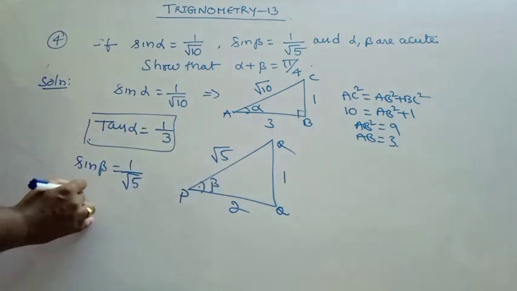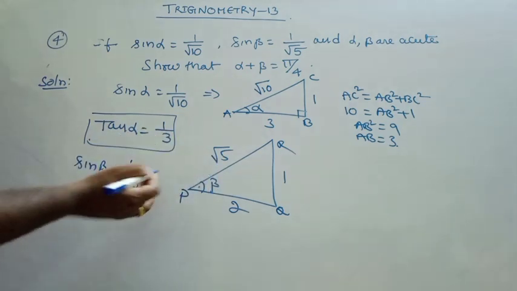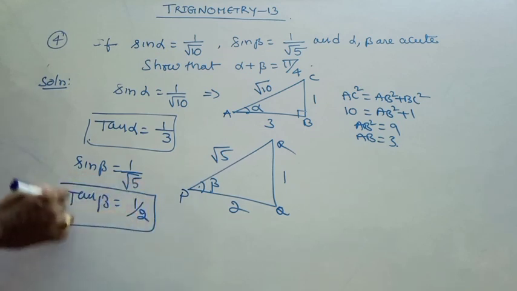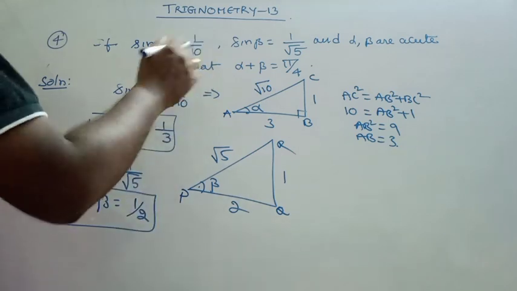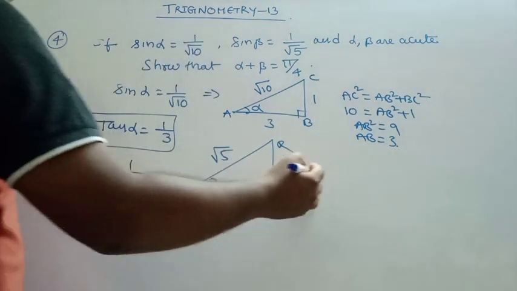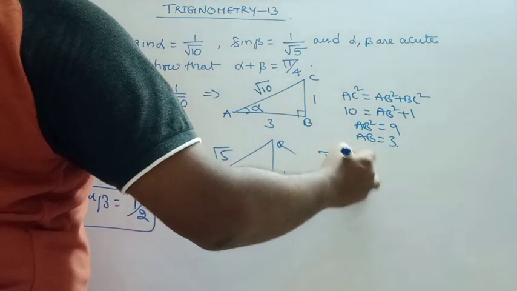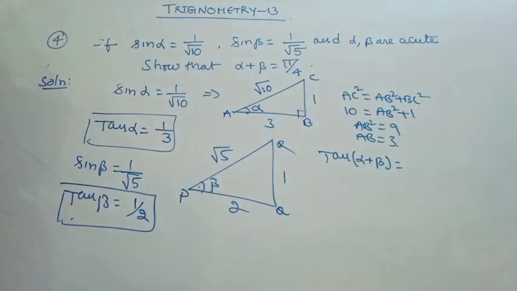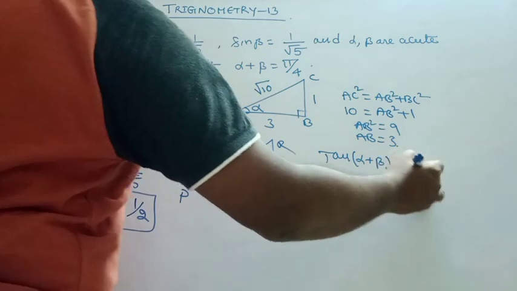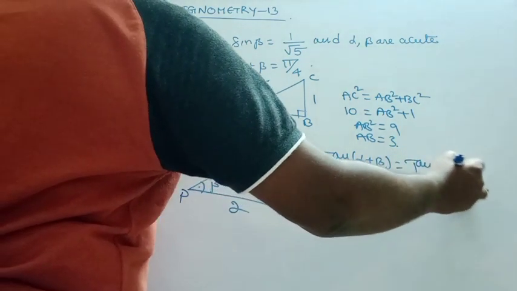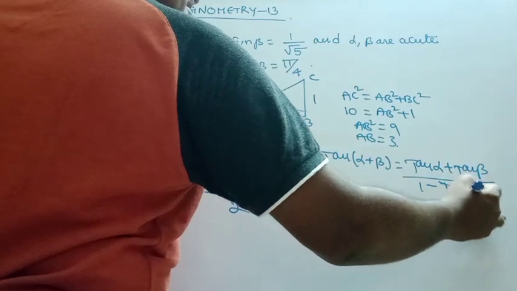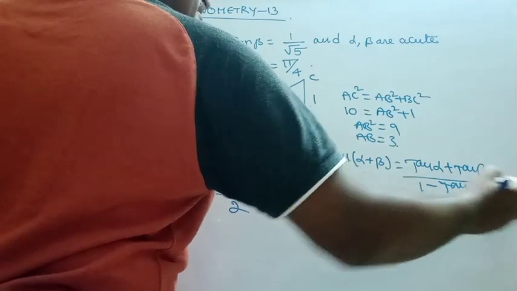Now from this, tan beta is equal to 1 by 2 you have got here. Wonderfully, we have got tan alpha and tan beta. Now we need to prove that alpha plus beta is equal to pi by 4. Let us take the tan of alpha plus beta formula. If you take tan of alpha plus beta, this is nothing but tan alpha plus tan beta by 1 minus tan alpha tan beta, like this.